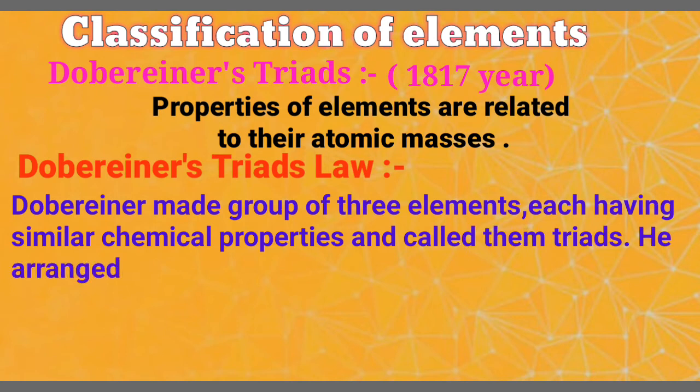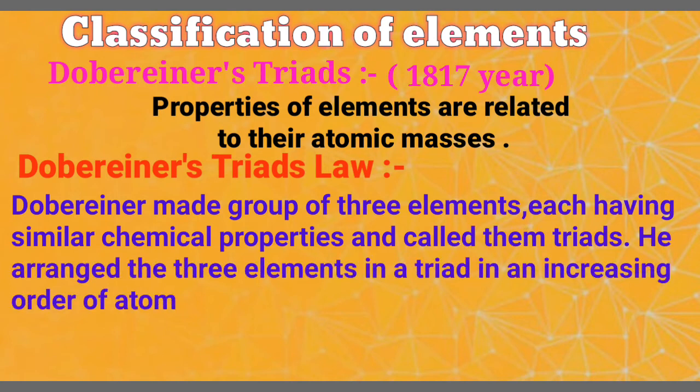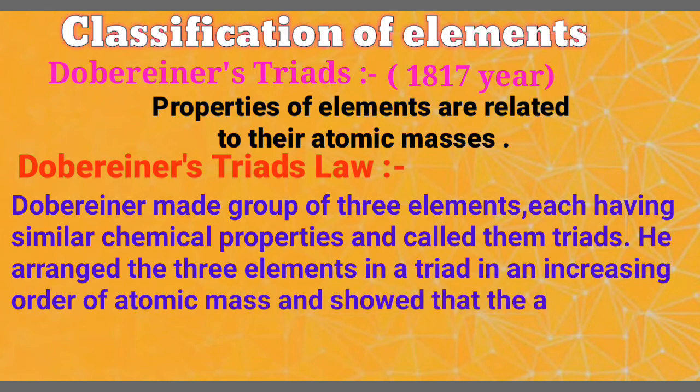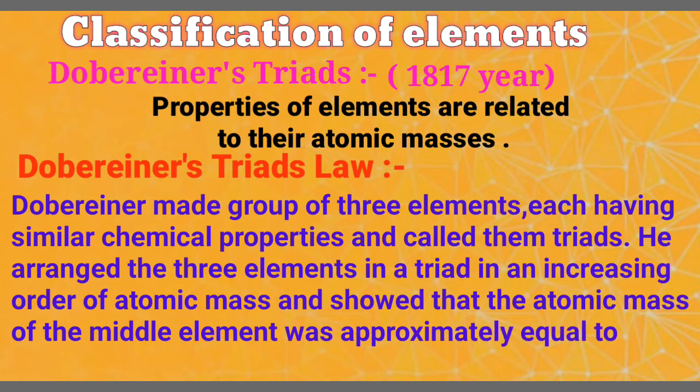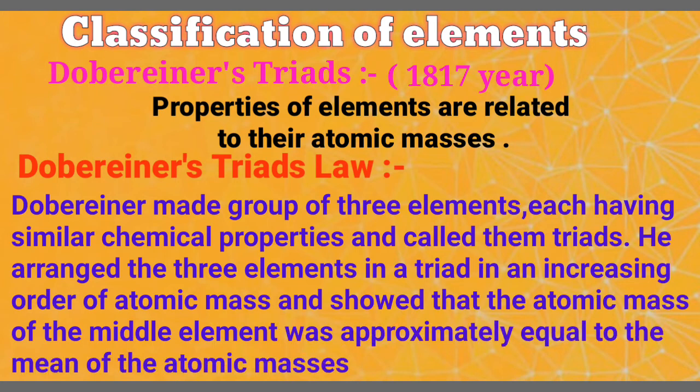He arranged the 3 elements in a triad in an increasing order of atomic mass and showed that the atomic mass of the middle element was approximately equal to the mean of the atomic masses of the other 2 elements.